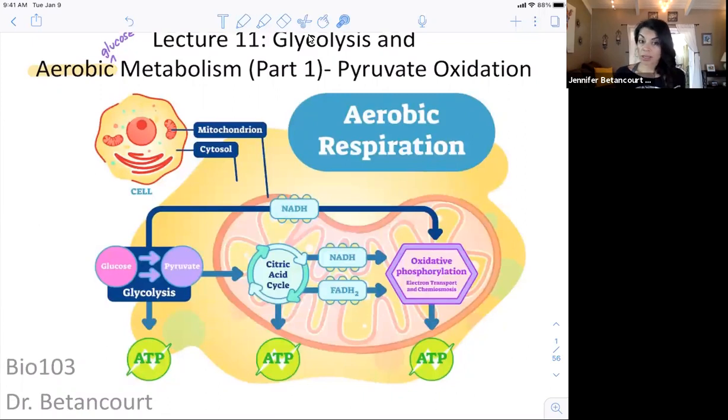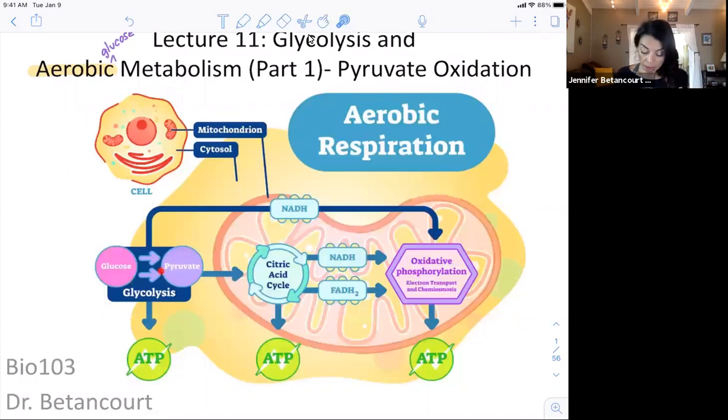And we talked about this yesterday in discussion, where glycolysis, regardless of the cell type, is going to happen in this cytosol, the yellowy part. And it takes one glucose molecule and converts it into pyruvate, not in one chemical reaction, but 10. And that's what we're going to talk about today.